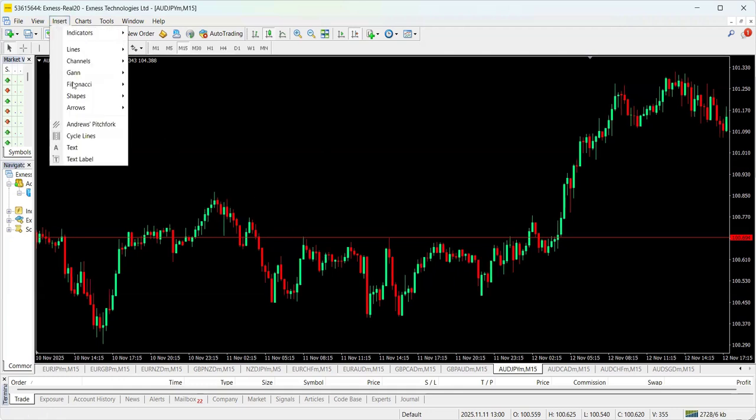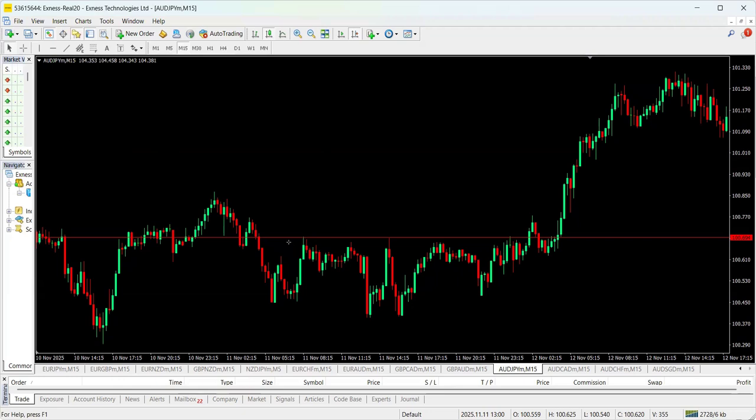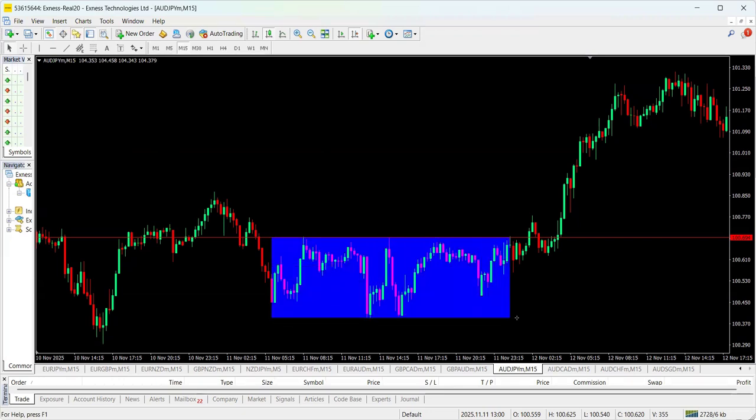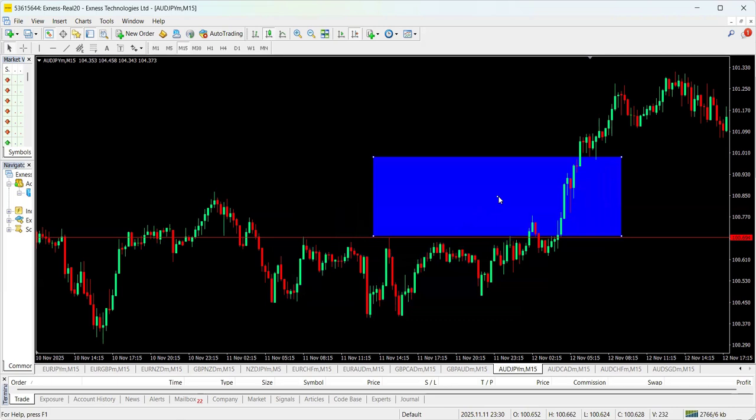Therefore, since we have our criteria met, our two conditions, we say that since the market moved down this much, it's going to move up this much. All right. So that's how we could have got this trade as well.